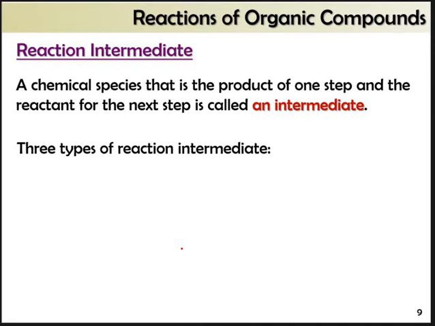Homolytic and heterolytic. Homolytic will produce free radical, right? And heterolytic cleavage will produce a cation and an anion. Alright. So we have three types of reaction intermediate: carbocation, carbanion, and free radical.